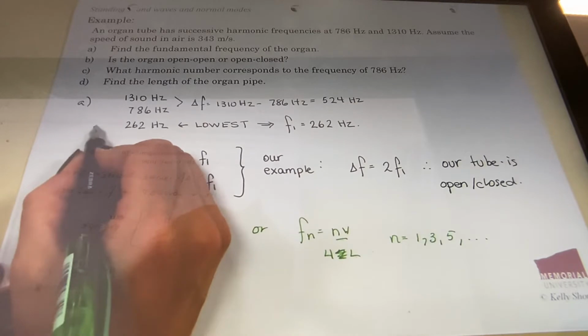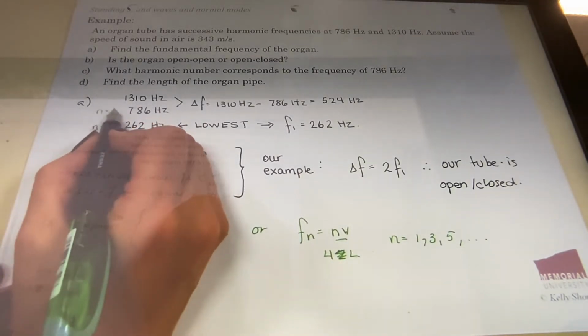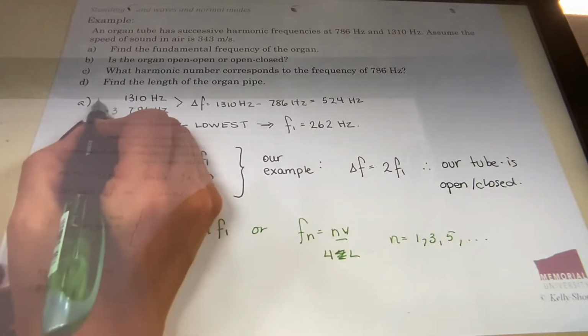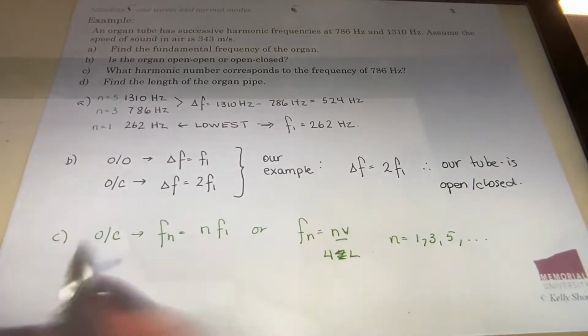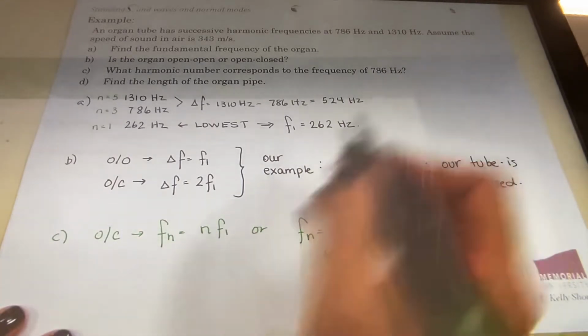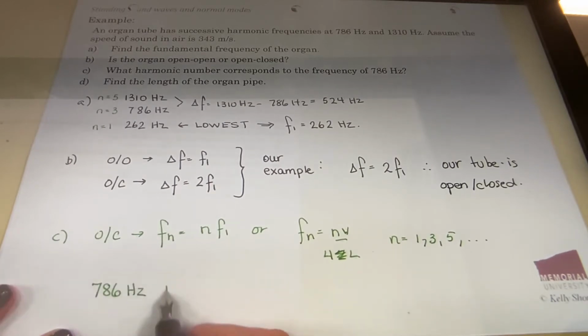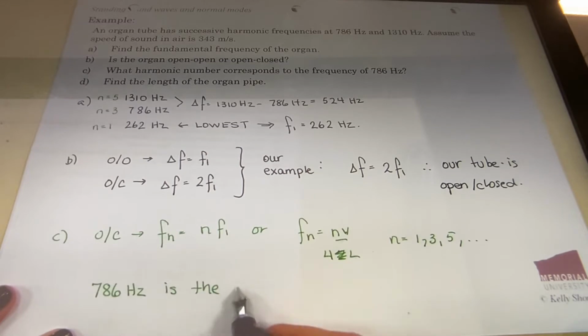That tells us that 262 is the n equals 1 harmonic. 786 is the next higher, that's n equals 3. 1310 is next higher, that's n equals 5. Okay, so we can just number those because we know how the numbers go. So 786 is the n equals 3 harmonic.